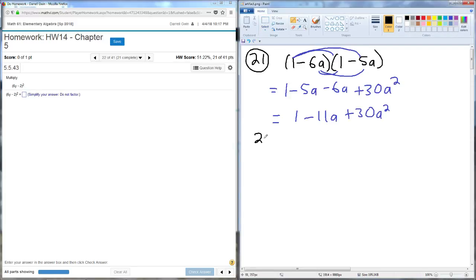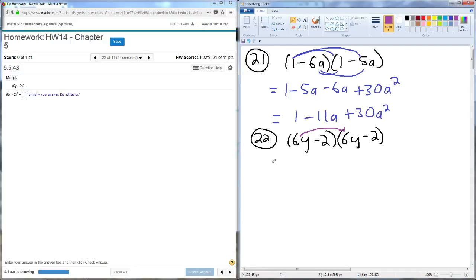22. We have 6y minus 2 times 6y minus 2. The freshman's dream is to say that answer is 6y squared minus 2 squared. That's the freshman's dream answer. It is never that easy. It is never as easy as that. Nothing is that easy. Not even English class.